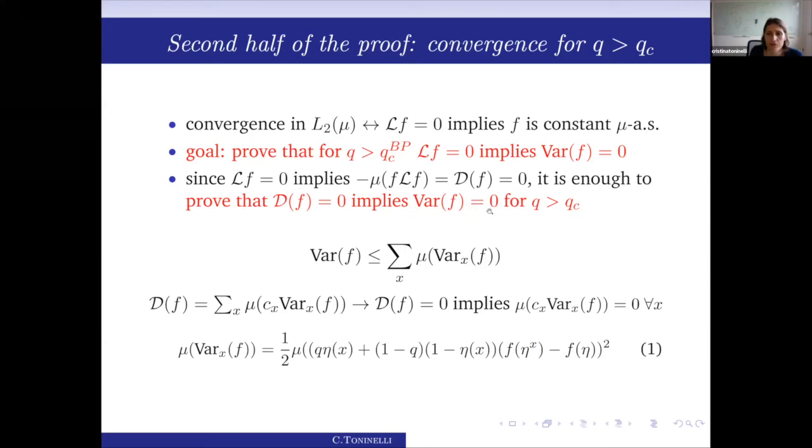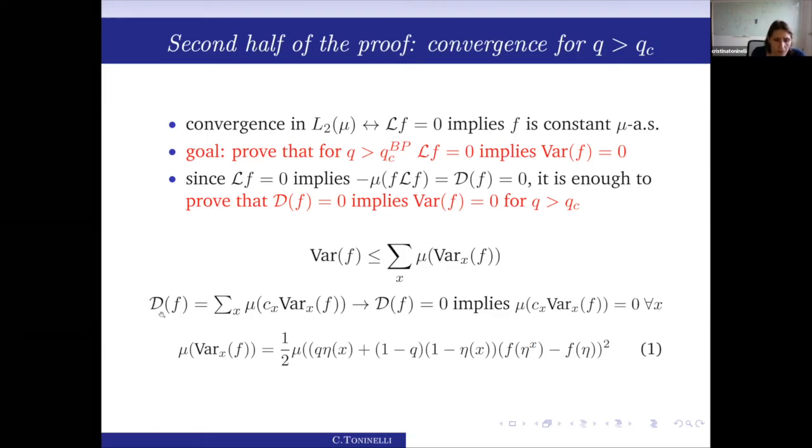So the variance of F is 0. You will have to use these two things. First of all, the fact that you can upper bound the variance of a function as a sum over all sites of the mean of the local variance of the function. And then you want to prove that this right-hand side is upper bounded by 0 whenever I know that the generator applied to F is equal to 0, so that F is a constant.